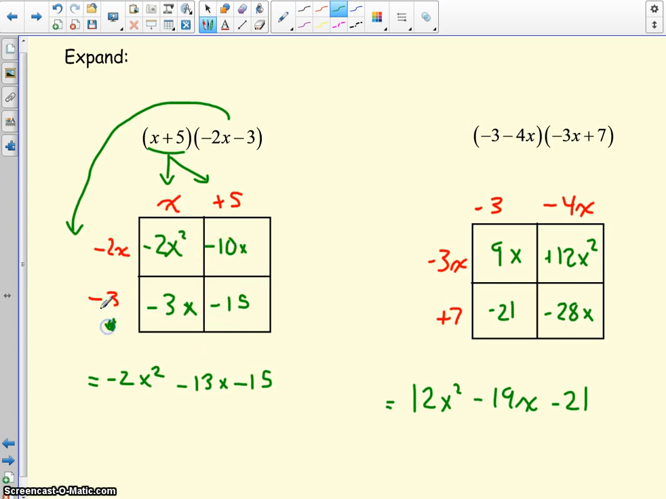And then what do you have to watch out for? You've got to look for all your like terms. So here, if you look in the middle, I have a minus 10x and a minus 3x. So I had to simplify those, add those together to get minus 13x. That's how I got that middle term there.